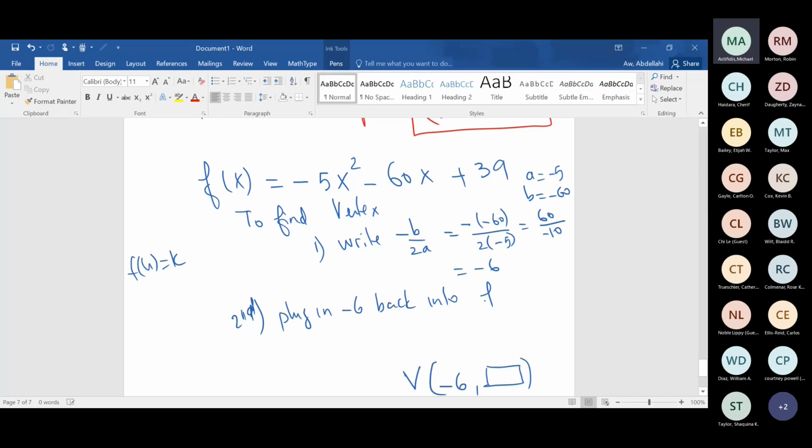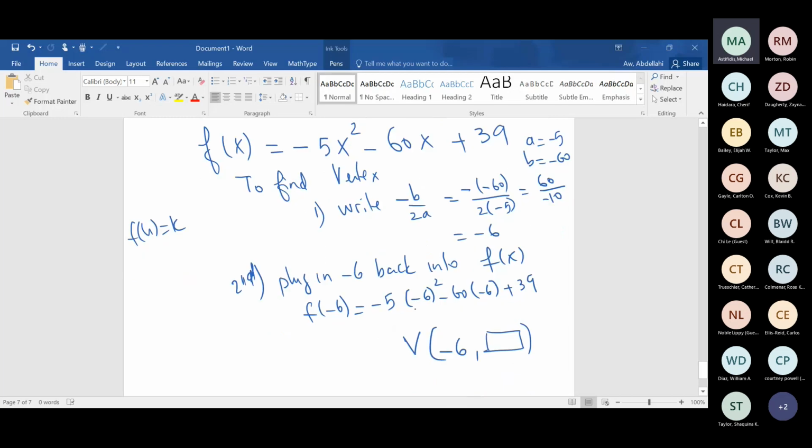F of x, right? So f of negative 6 is negative 5 times negative 6 squared minus 60 times negative 6 plus 39, right? So this is 36 right here, which is negative 180 plus 360 plus 39, which is 180 plus 39, which is 219, you see?